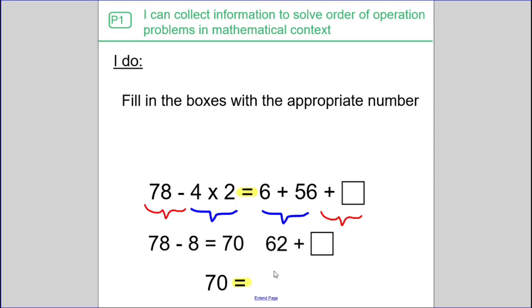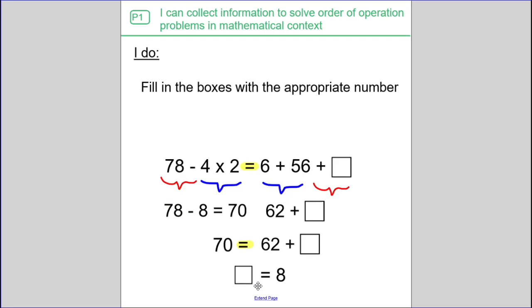So what we're going to do is find out 62 plus something that gives us 70. Now, the only number that can possibly be is 8. Therefore, the missing number has to be 8.